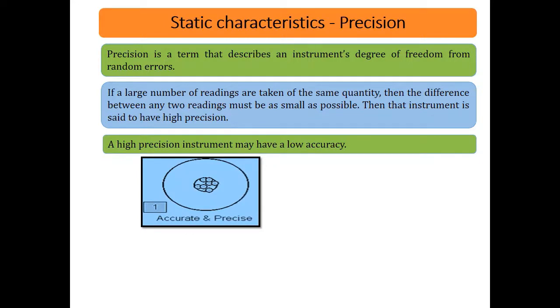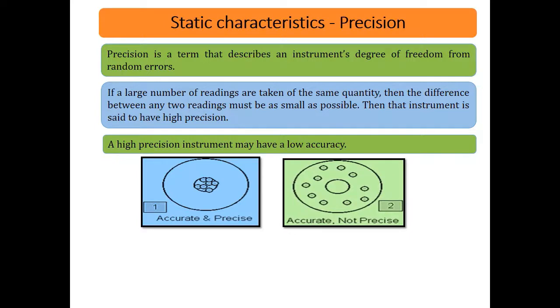Here it is seen that the multiple readings taken are closer to the accurate value, as well as the readings are closer to each other. This indicates that this measurement system is accurate as well as precise. While in the second example, we can see that the multiple readings are equidistant from the correct value, but the distance between any two readings from the set is not the same and it is quite large. Thus, this kind of system is accurate but not precise.